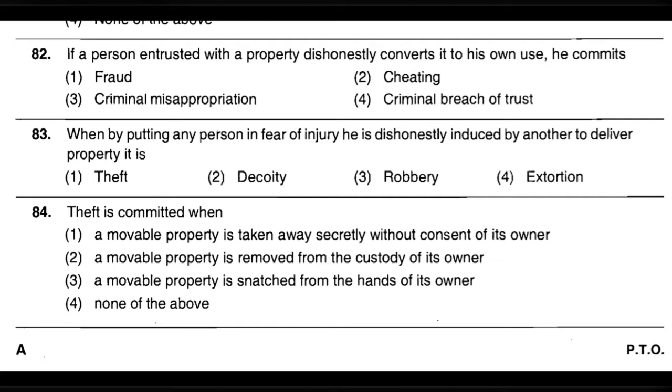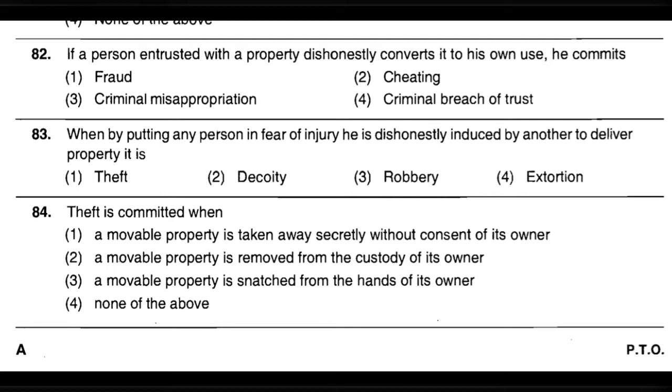Now question number 83. When by putting any person in fear of injury, he is dishonestly induced by another to deliver property, it is option number 1, theft. Option number 2, dacoity. Option number 3, robbery. Option number 4, extortion. And the correct answer is option number 4, extortion.